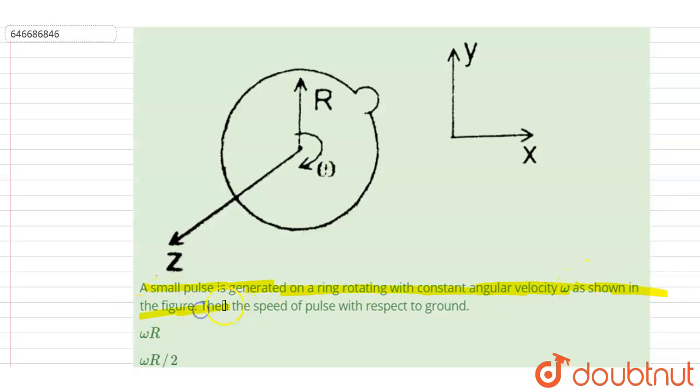Hello everyone, a small pulse is generated on the ring rotating with constant angular velocity omega as shown in the figure. Then the speed of the pulse with respect to ground will be. So if you see here, we want the speed of the pulse with respect to ground.